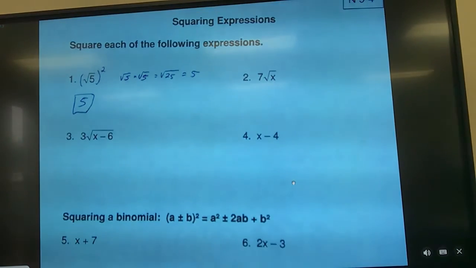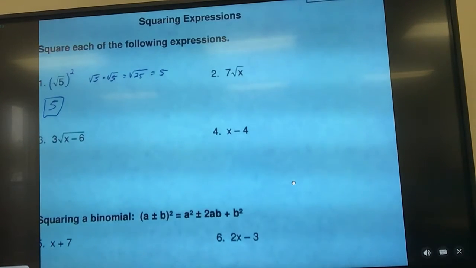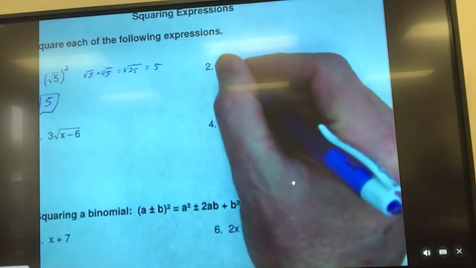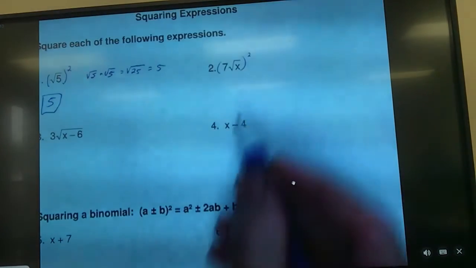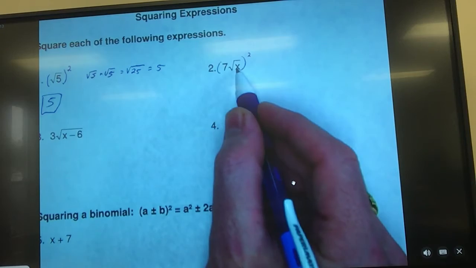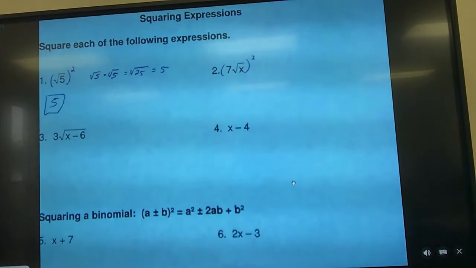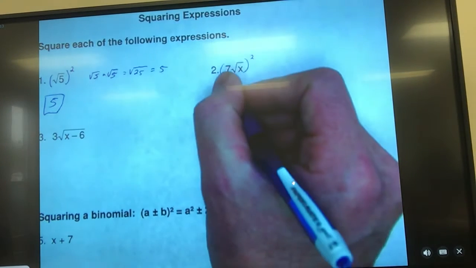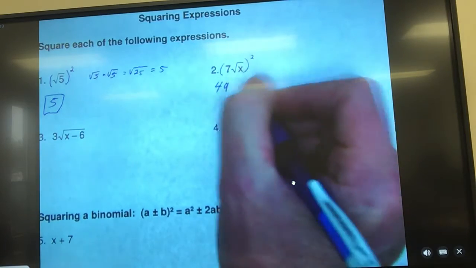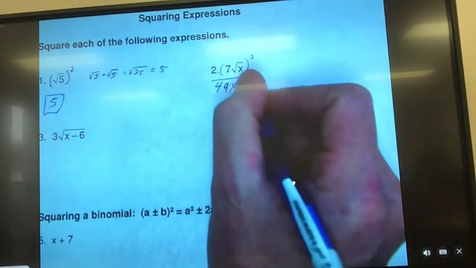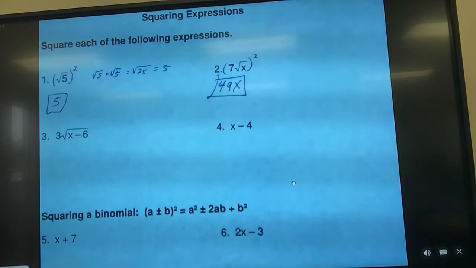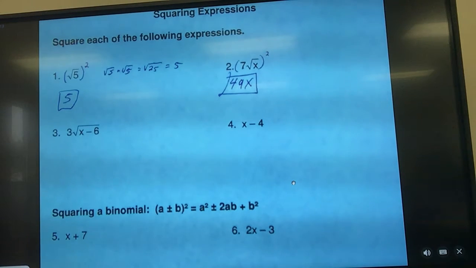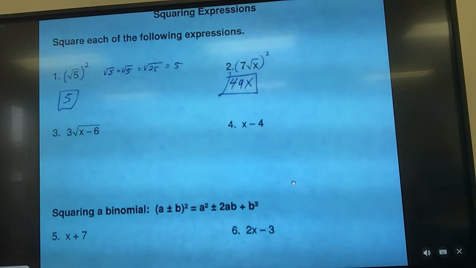Same deal over here on number 2. It's 7 square root of x. Because they are touching each other, I have to square them both. So if I'm squaring them both, that means the 7 gets squared, and then what happens to the square root of x? What did we just do here? We just drop it. So what is 7 squared? 7 times 7, 49. And we said square root of x squared is just x. Done. So all we did was square them both. The 7 was outside, so it's 7 squared. The square root of x was inside, so it just drops in. So the x just dropped down.